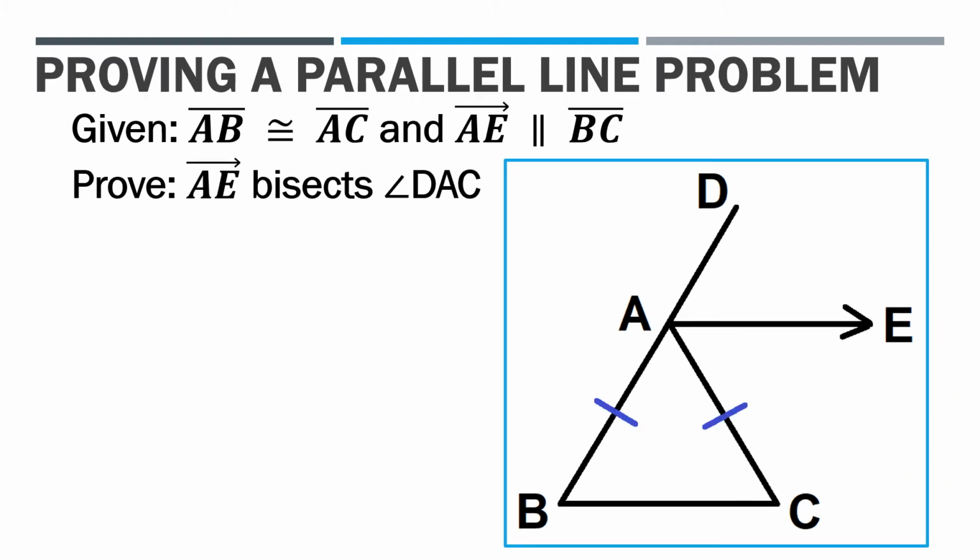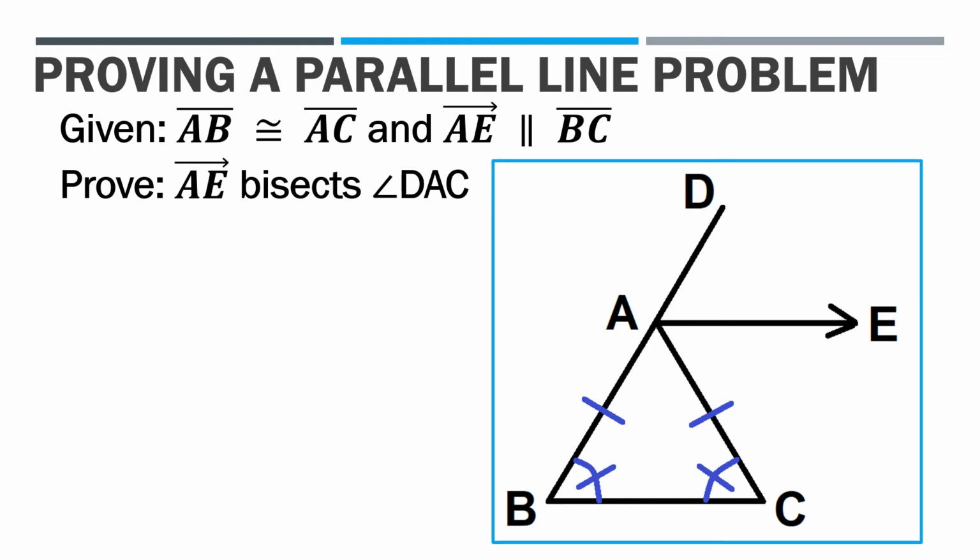Now start with the marking of the figures as we create our plan of proof. We were given that line segments AB and AC are congruent. After marking the figure, what comes into your mind as a consequence? Correct. Angles ABC and ACB are congruent by the isosceles triangle theorem.